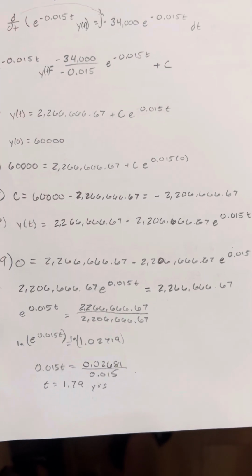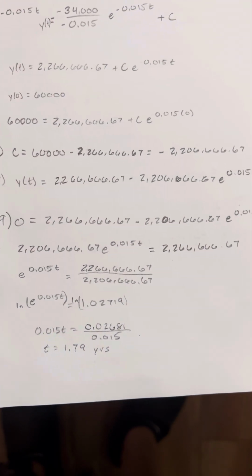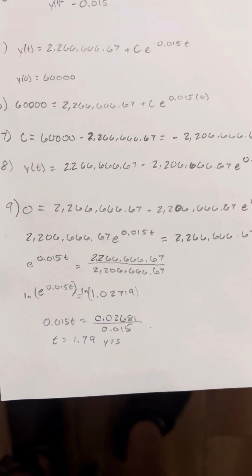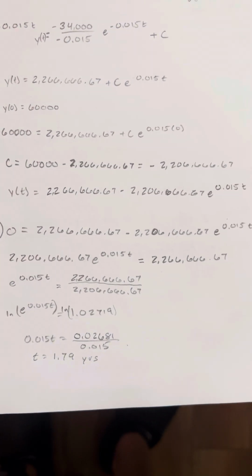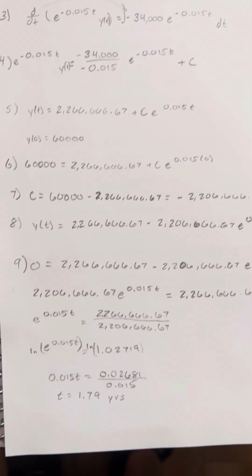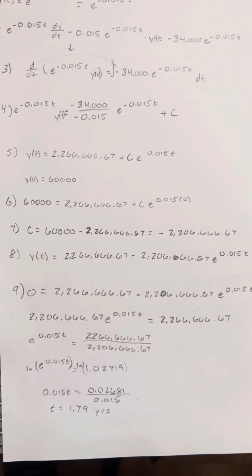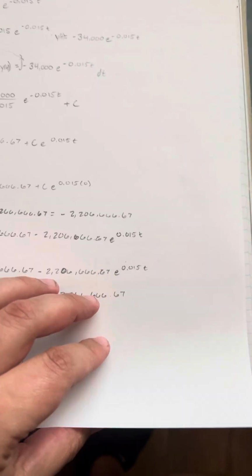So now that we have that, we can solve for t, and we are left with 1.79 years till she is completely out of money, as we set the condition of her balance to 0 and solve for t, and that is number 6.